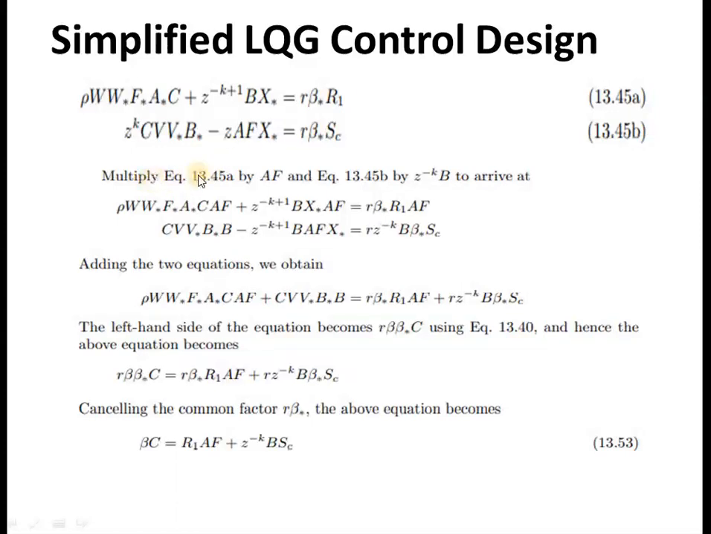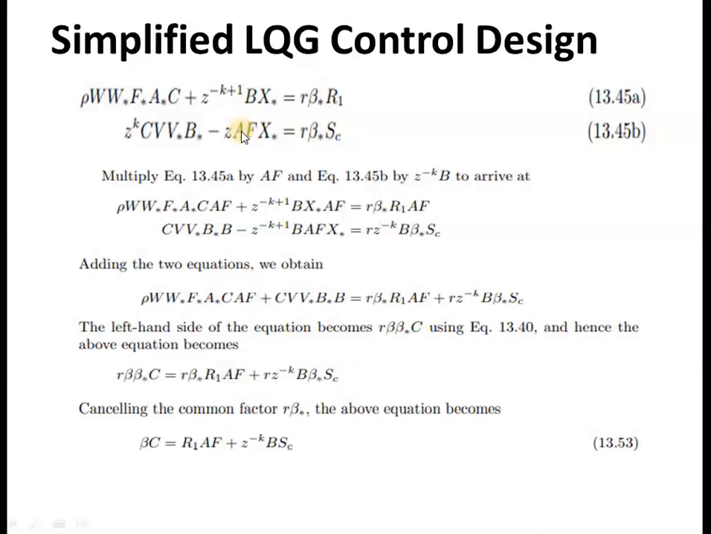Now we have to multiply the first equation with a into f, and the second equation with z raised to minus k into b. With this multiplication we get these two equations. Here you can see we have multiplied the first equation with a, that is here you can see a and a is multiplied, and at the same time the second equation is multiplied with z raised to minus k, as here z raised to plus k minus k get cancelled, and it comes out to be only b.